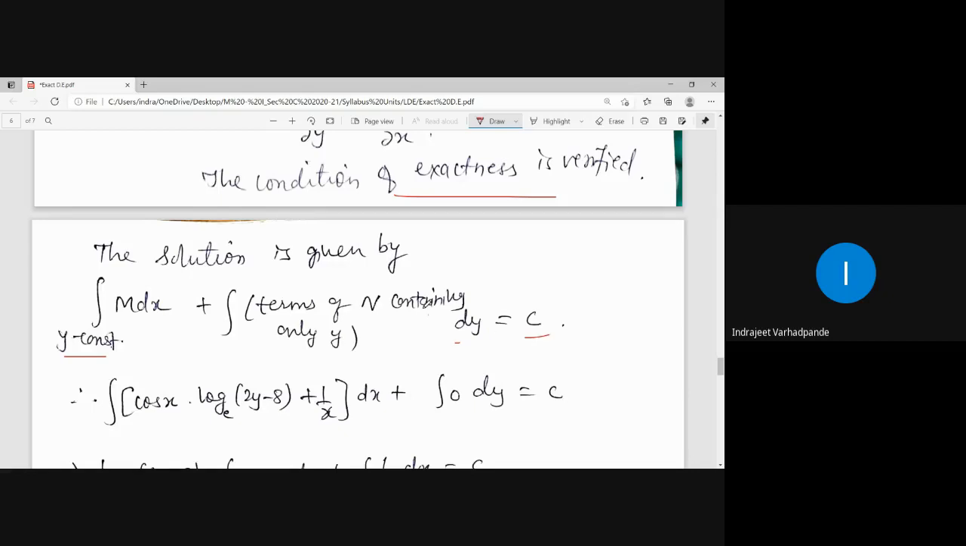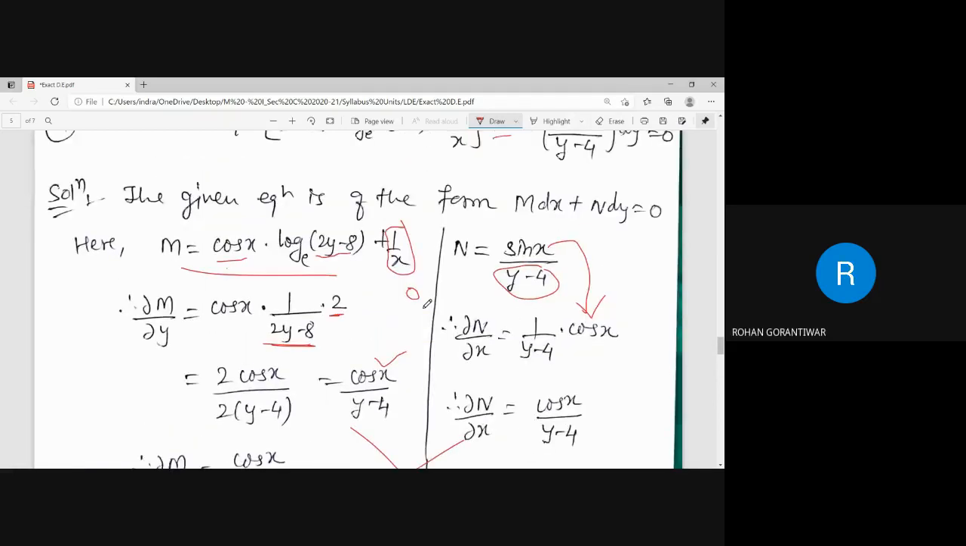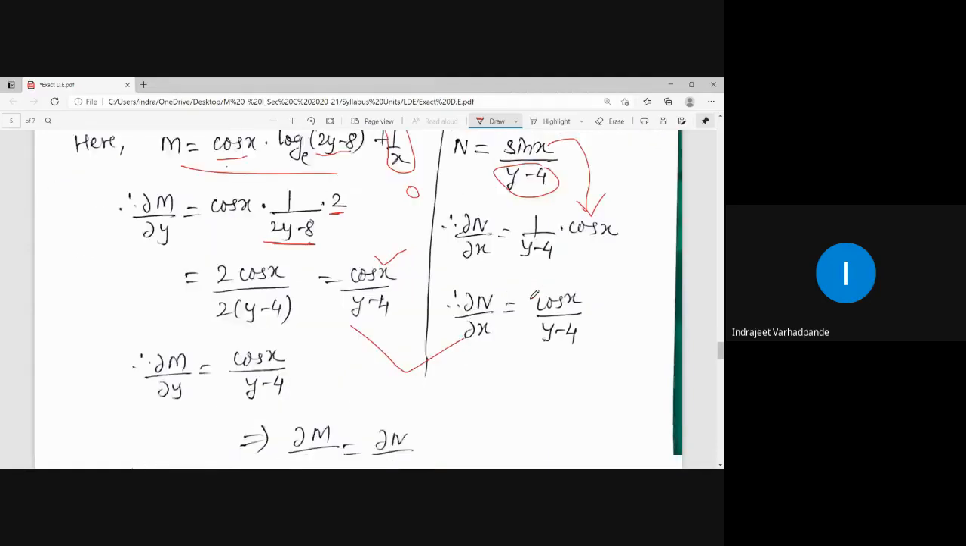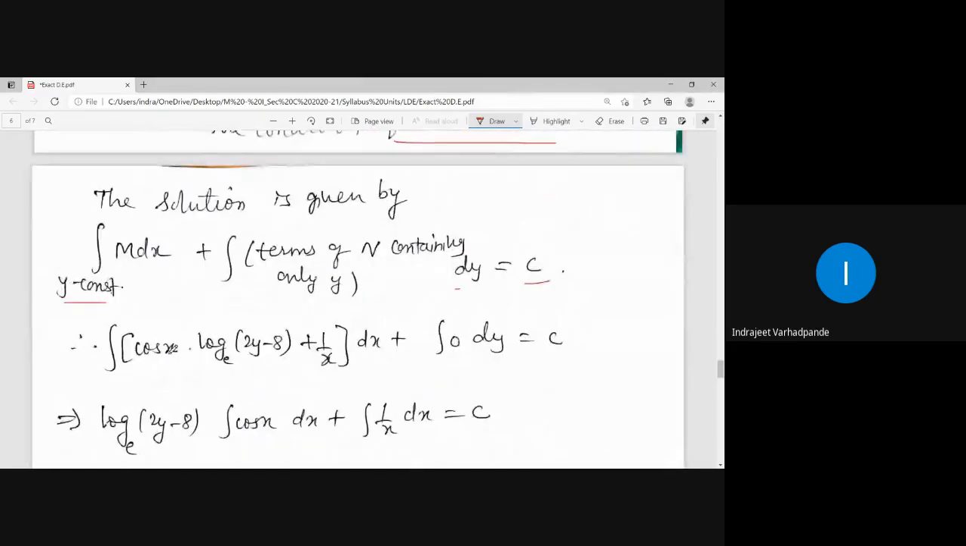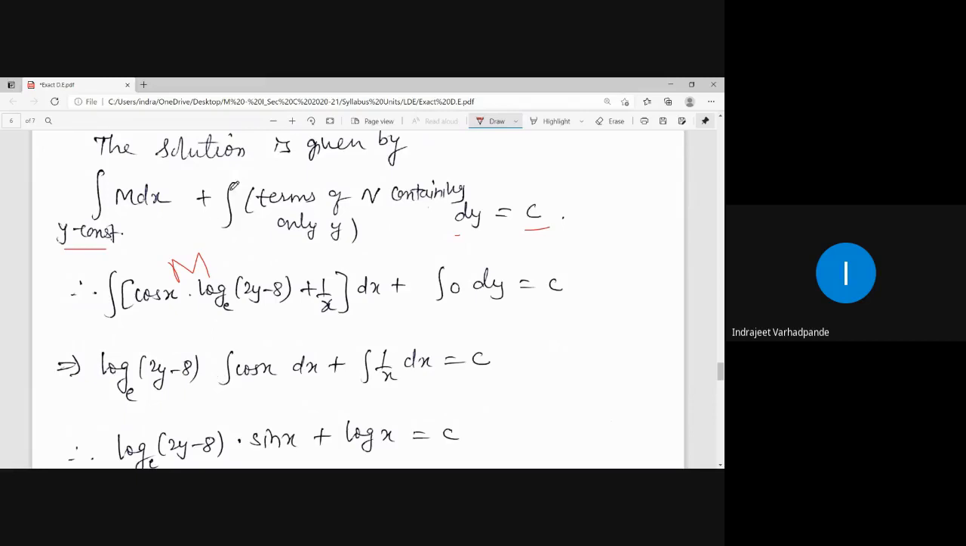So is there any term of y only in N? No, sir. I cannot separate this y minus 4 from sin x. So it will be kept 0 and the whole term of M will be written. Right? So the solution is given by integration of M dx keeping y constant, terms of N containing only y dy, is equal to c.